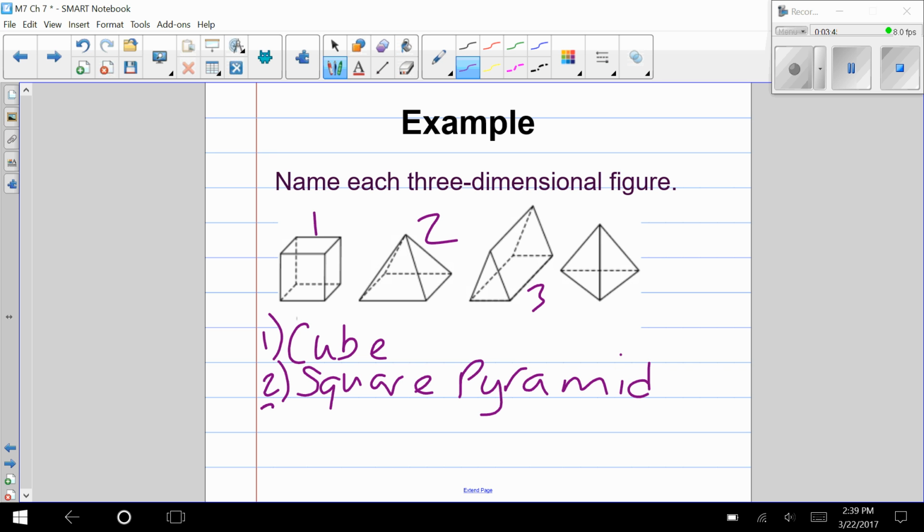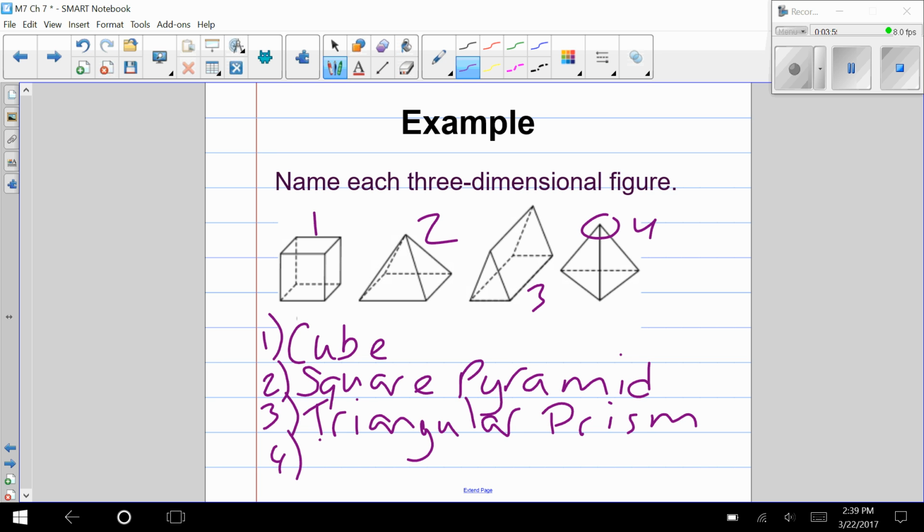The third one, notice it has triangles in the front and the back. It is a triangular prism. And the fourth one, it has a triangle on the bottom, but it comes to a point, which makes it a triangular pyramid.